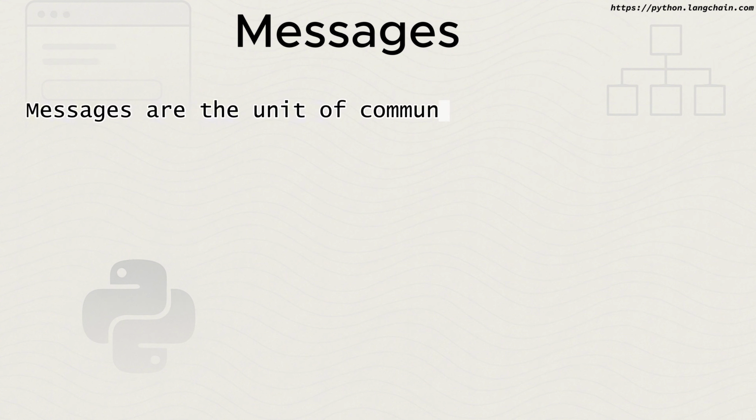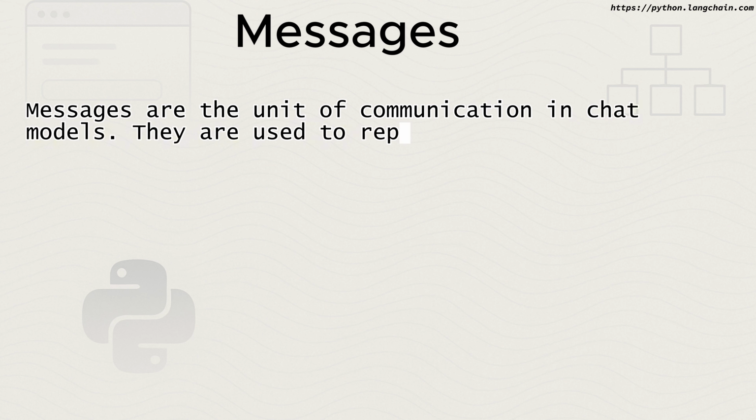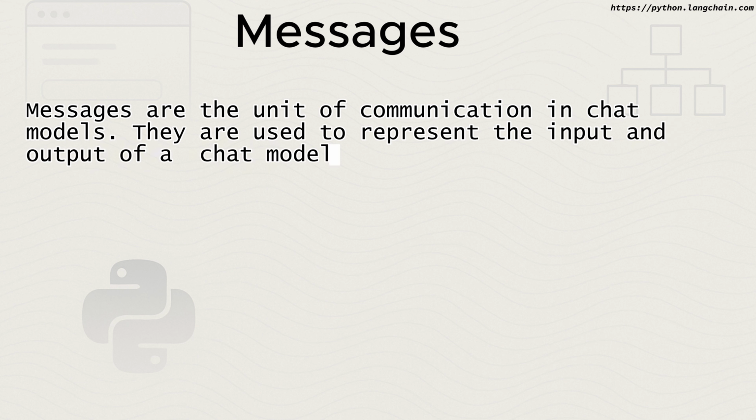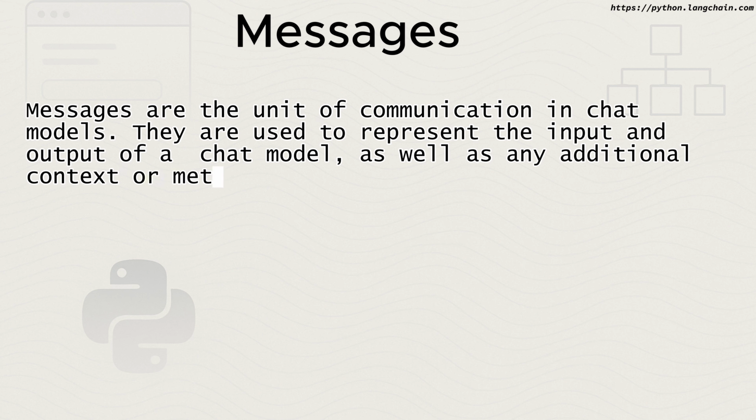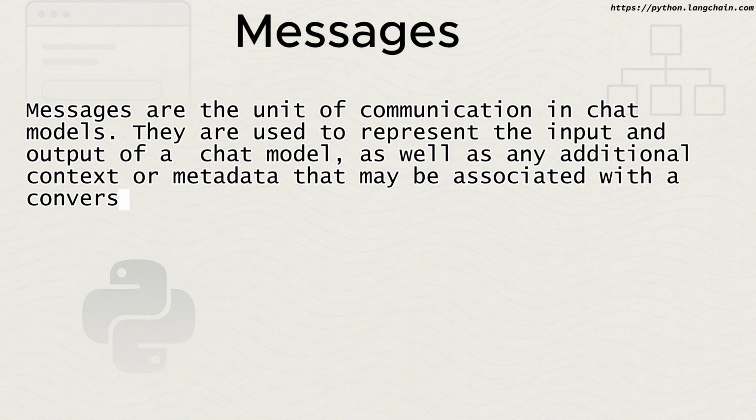In this section, we will talk about and highlight messages in LangChain. Messages are defined as a unit of communication in chat models. They are used to represent the input and the output of a chat model, as well as any additional context or metadata that may be associated with a conversation.